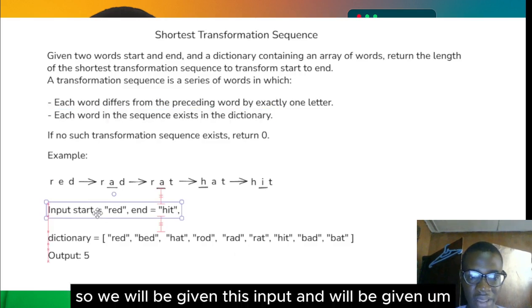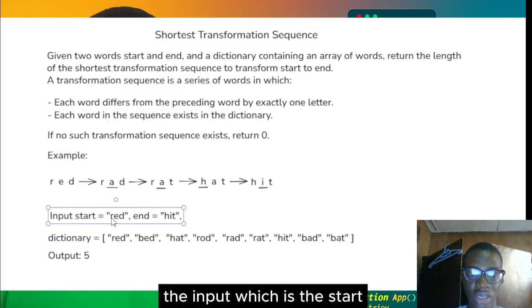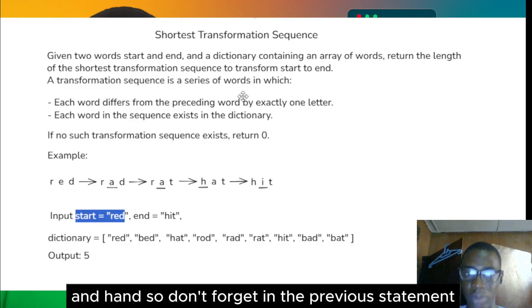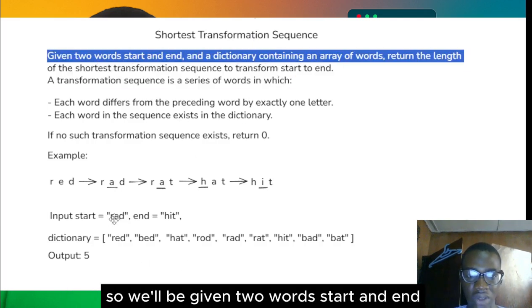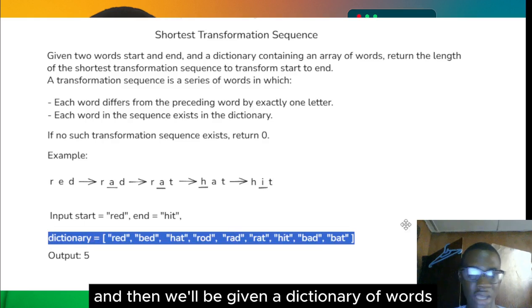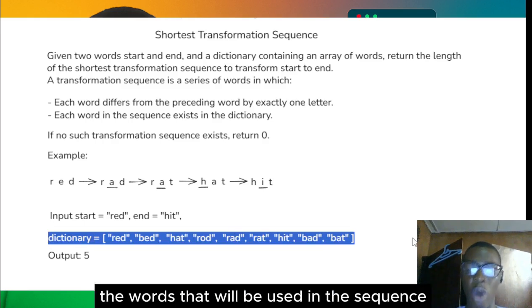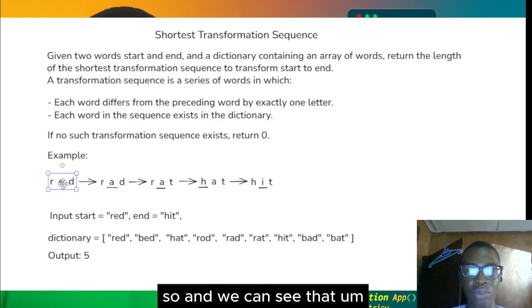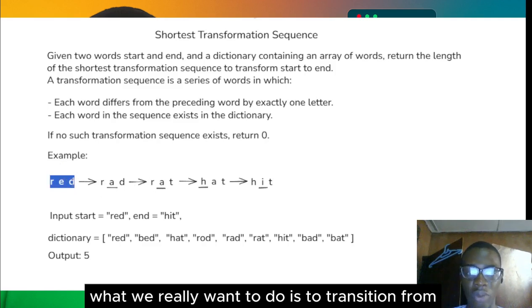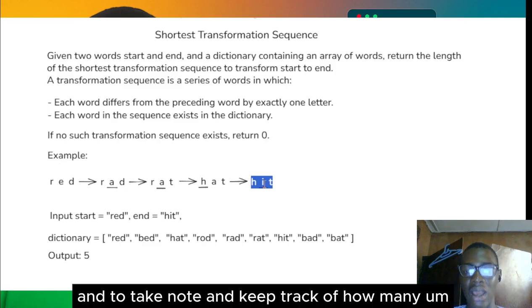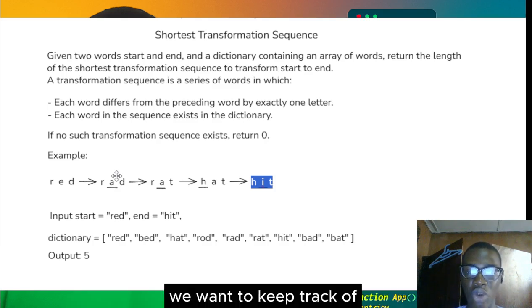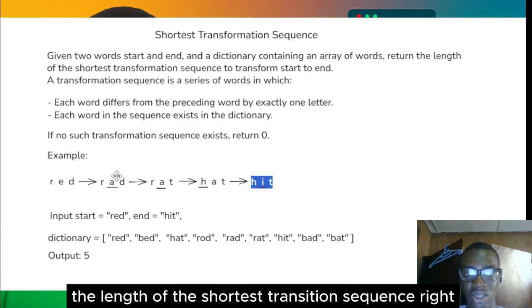So we will be given these inputs, which are the start and end. Don't forget, in the problem statement it says that given two words, start and end. So we'll be given two words, start and end, and then we'll be given a dictionary of words from which the words that will be used in the sequence will be taken, right? And we can see that what we really want to do is to transition from the start to the end, and keep track of the length of the shortest transition sequence, right?